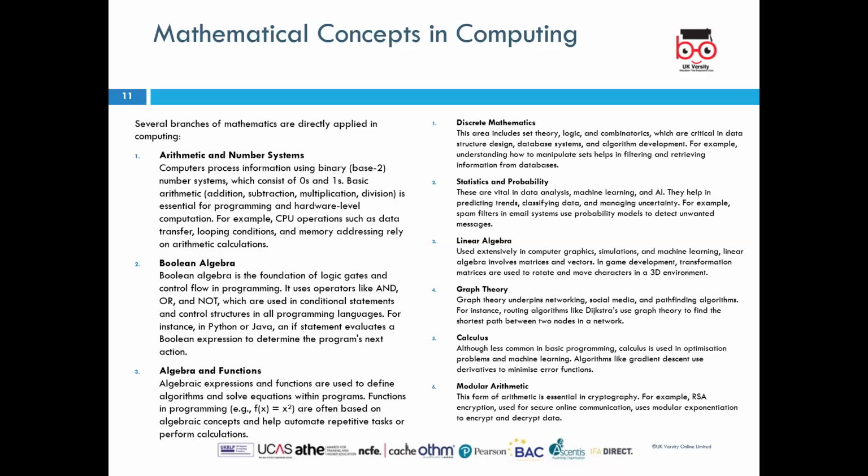Statistics and probability. These are some of the mathematical principles that we spoke about before. These are vital in data analysis, machine learning, and AI, artificial intelligence. They help in predicting trends, classifying data, and managing uncertainty. For example, spam filters in email systems use probability models to detect unwanted messages.